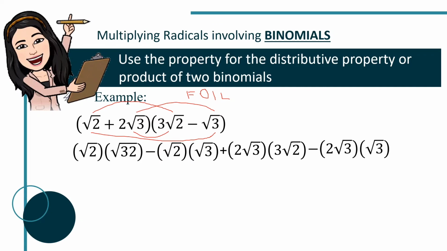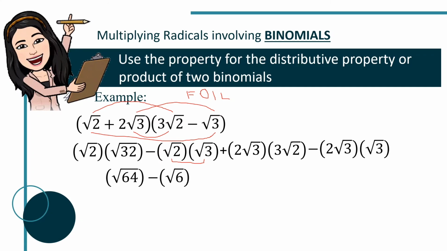What is square root of 2 times square root of 32? Kopyahin, multiply lang yung radical. 2 times 32 is, okay, we have 64. So, again, how about this? Square root of 2 times square root of 3. I-multiply lang yung radical. So, we have 2 times 3 is equal to, okay, square root of 6.